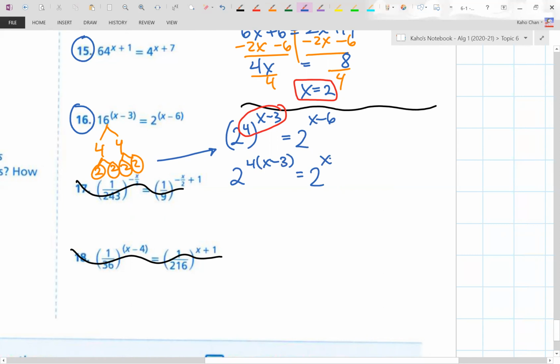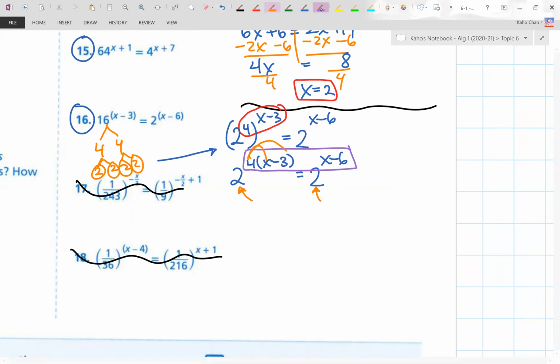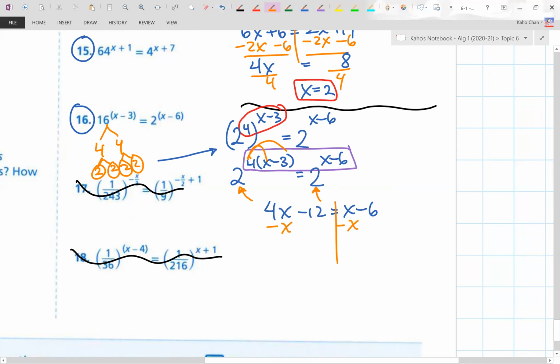Now that I have the same base, I can just concentrate on the exponents using the one-to-one property of exponents. Yay, distribute the 4 to save myself a little time there. I now have 4x minus 12 equals x minus 6. And the rest is the same as what we did in the previous problem, number 15. Move all the x's to one side. And add the 12 to the other side. 3x equals 6. Oh, yay, came out nice. No way. Did we get the same answer again?